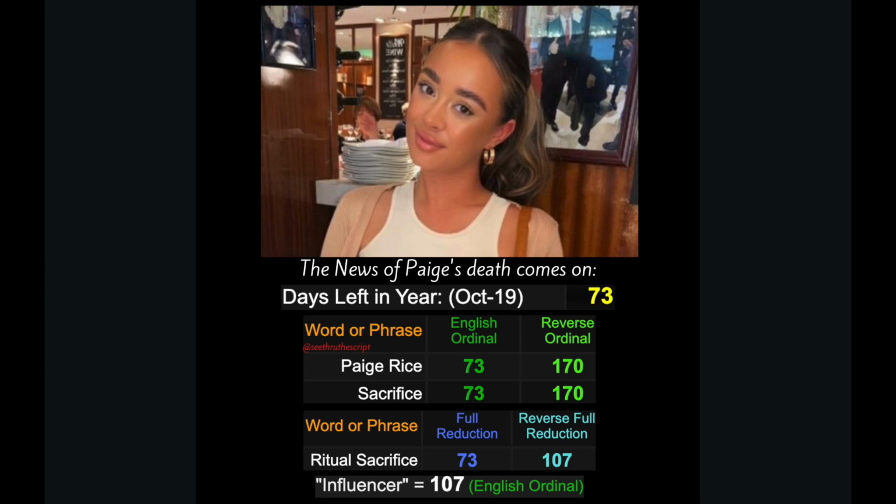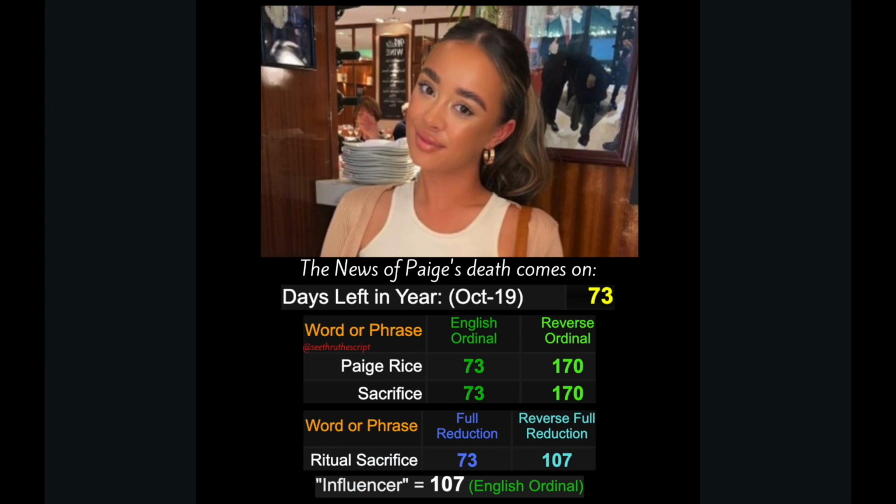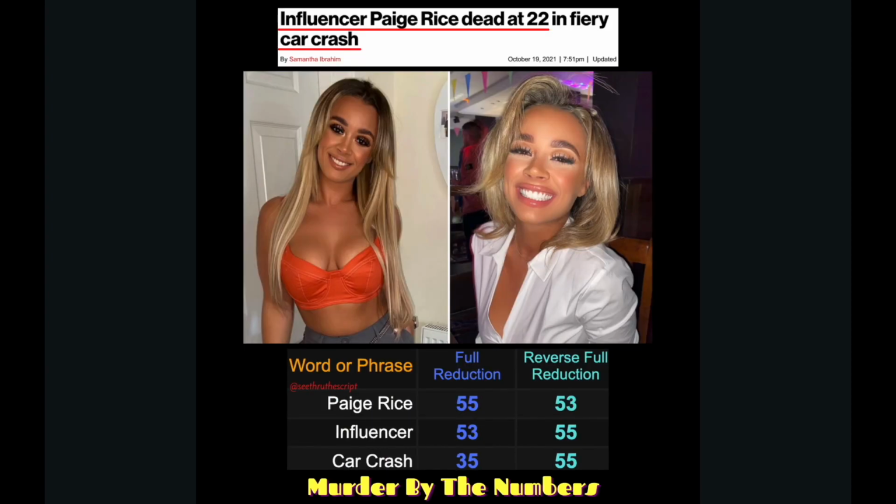Now, last but not least, in regards to this story, as I am keeping it quite short, Paige is reportedly dead at the age of 22. And now notice dead equals 22 in reverse full reduction, matching her age. And the word died in full reduction equals 22. But again, these headlines, they never miss. They always have the appropriate word for the appropriate age.